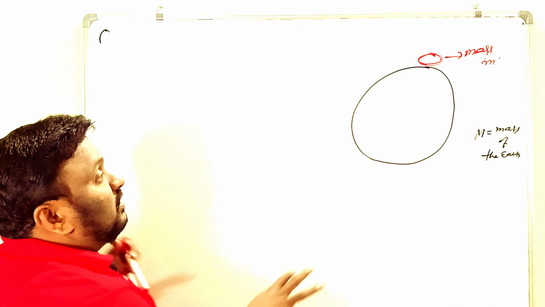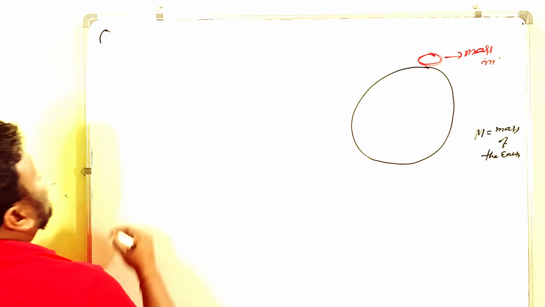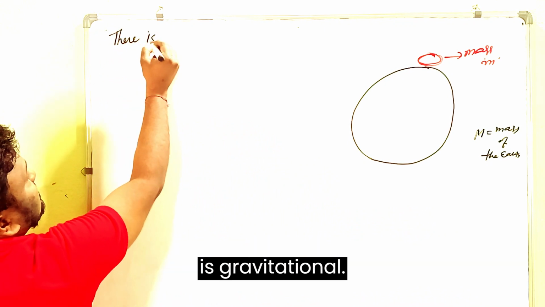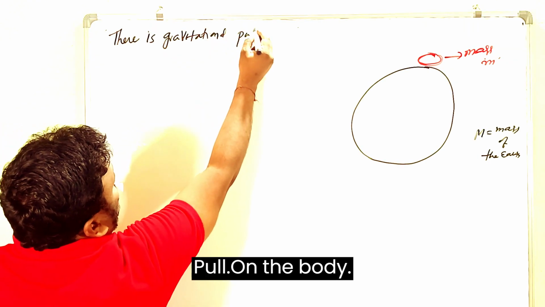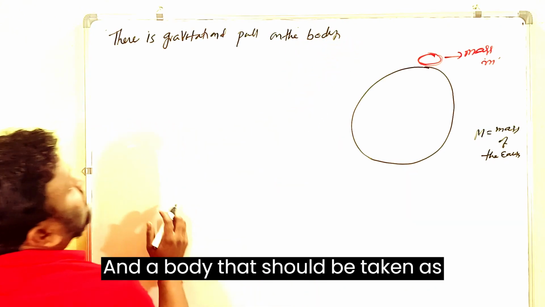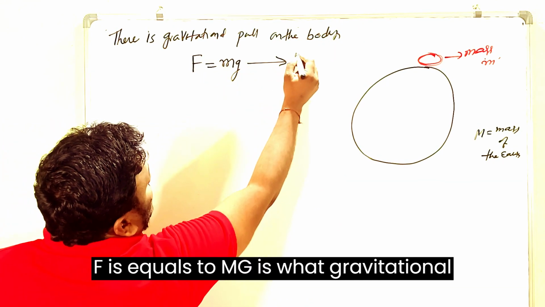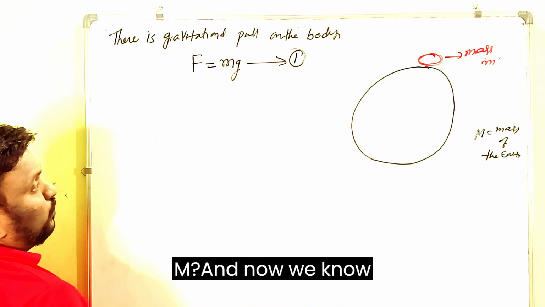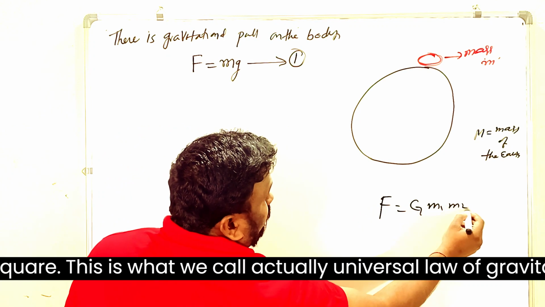That's why, what is small m? Mass of the body. And what is capital M? Mass of the earth. Now in this case, children, there is a gravitational pull on the body. That should be taken as F equals mg. F equals mg is what? The gravitational force on the body of mass m. And now we know, children, F equals G m1 m2 by r square.